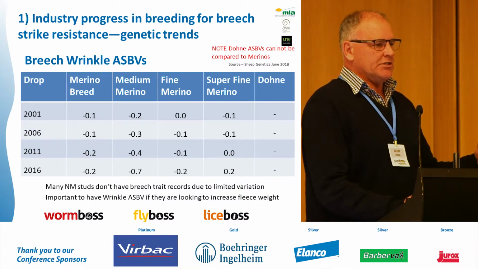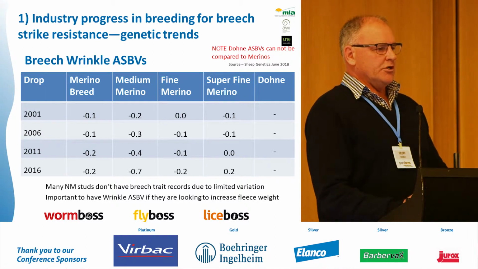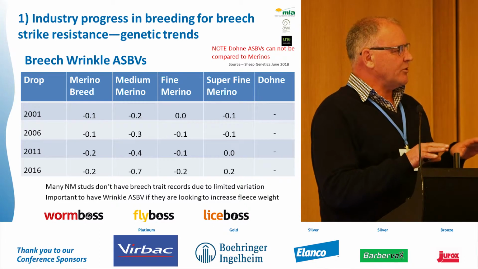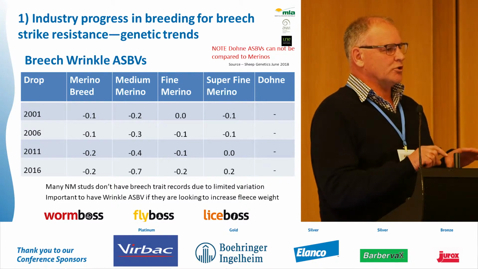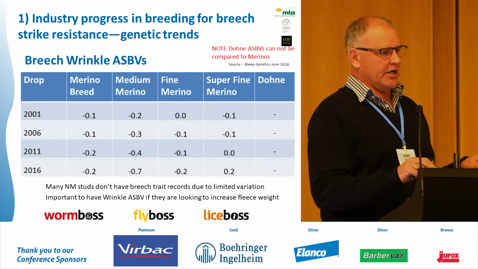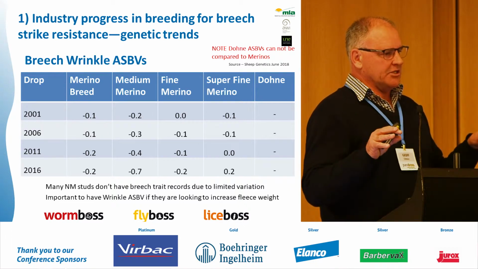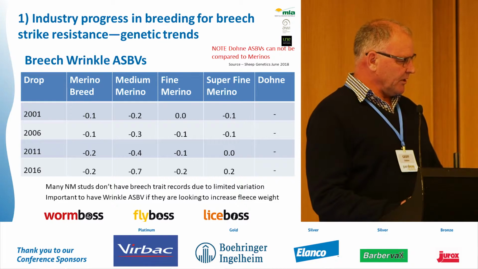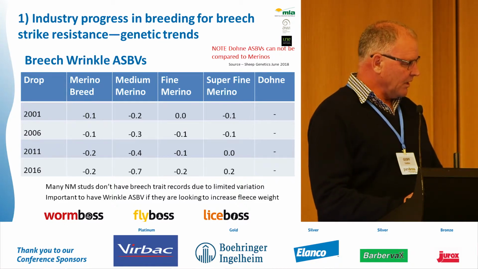In terms of the Dohne studs, many don't actually take a wrinkle score, and even some of the non-mules merino studs can't take a wrinkle score because they're so plain they have no variation. When you put all score 1s in, it spits it back out to you and says no variation. So we're looking at how we can manage that.